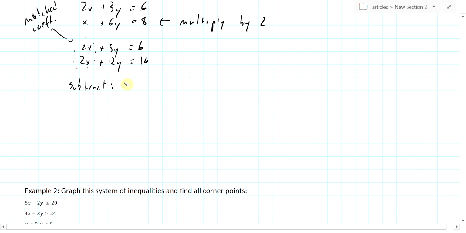Oops. That's not erasing now. Subtract top from bottom. Right. 2x minus 2x is 0x, so I don't need to write that down. 12 minus 3 is 9y. 16 minus 6 is 10. So y equals 10/9.